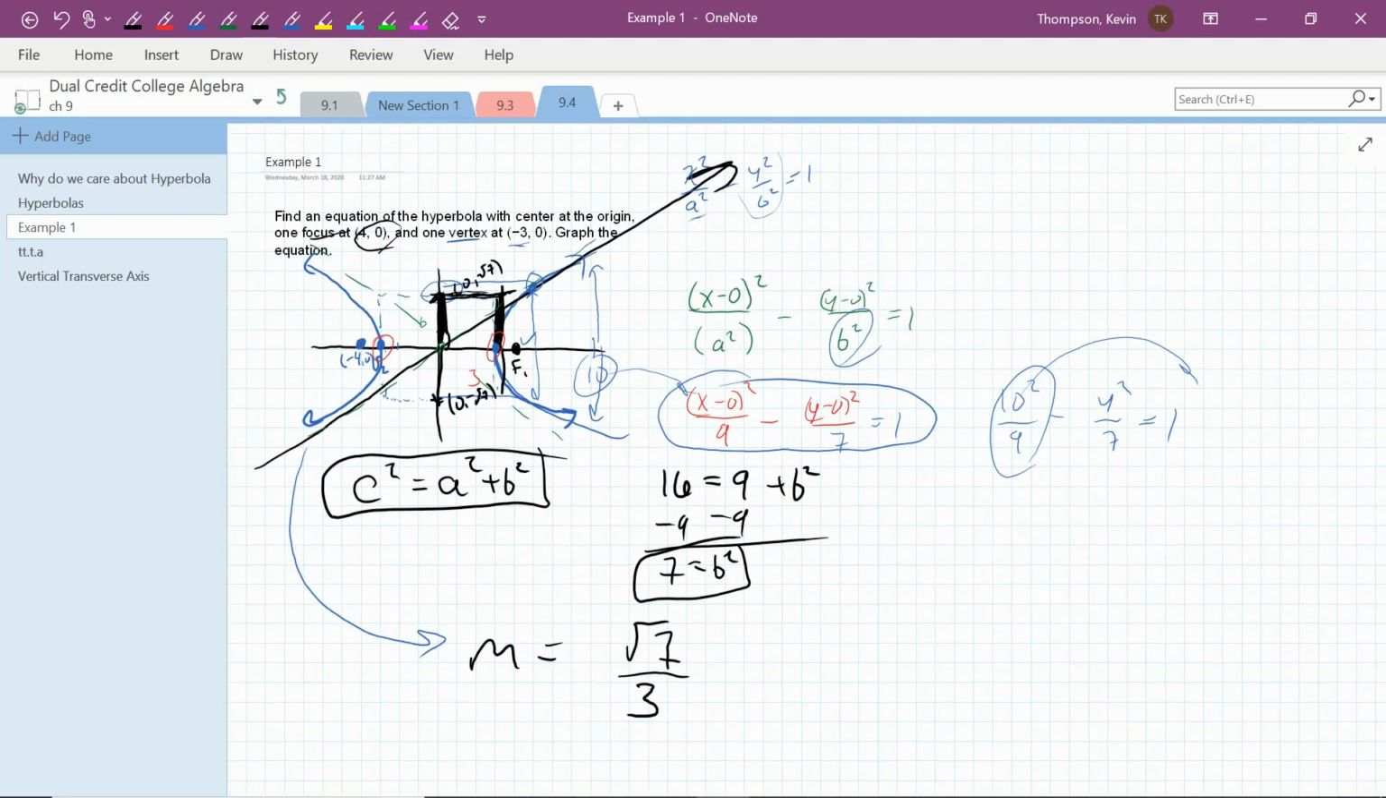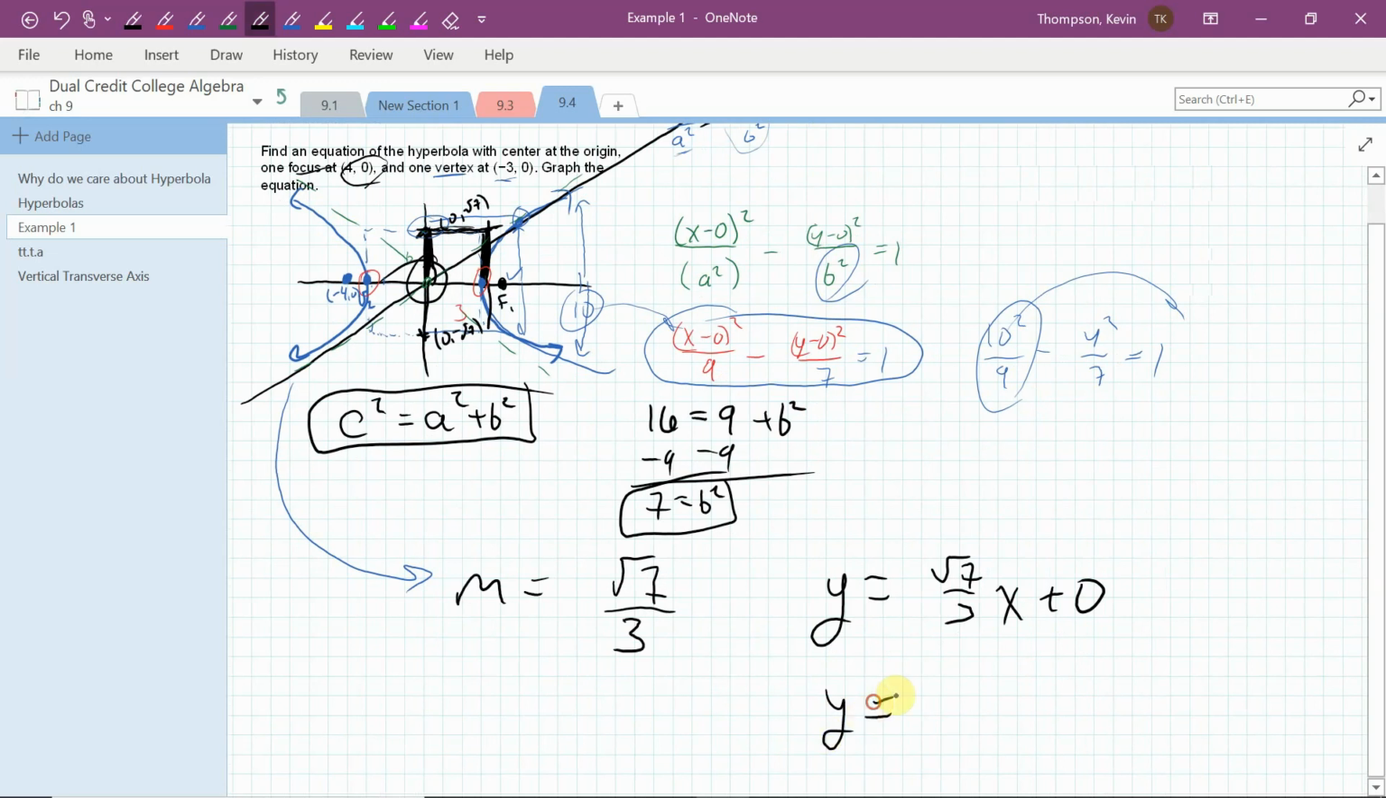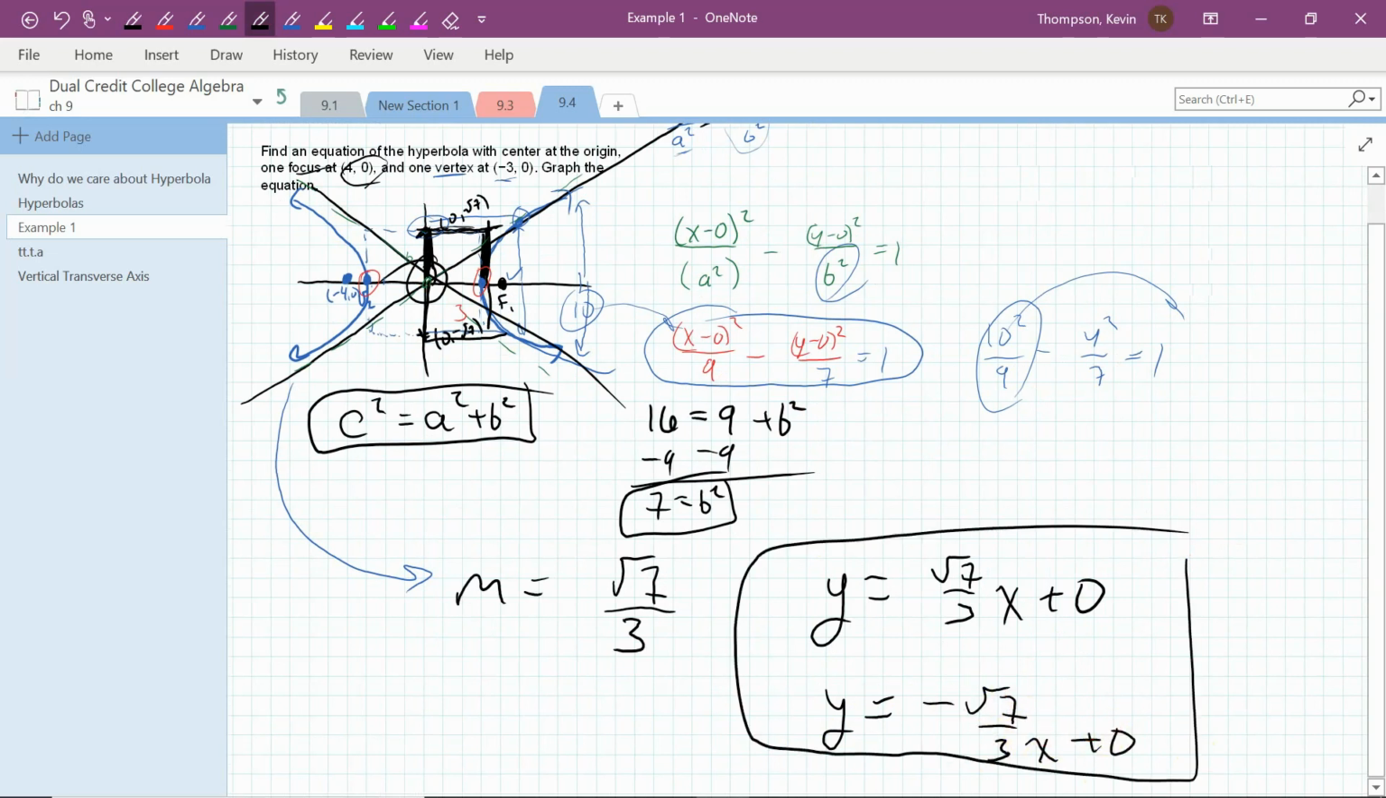And this line has a y-intercept of 0. So the asymptote that I just described would be y equals square root of 7 over 3 times x plus 0. Then there's the other one, which is going to be almost just like it, except it's down and over, which means it should be y equals negative square root of 7 over 3x plus 0. Okay.